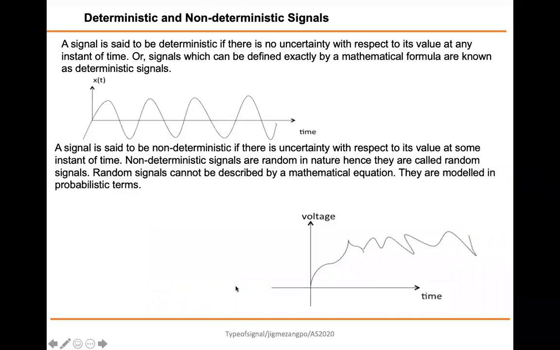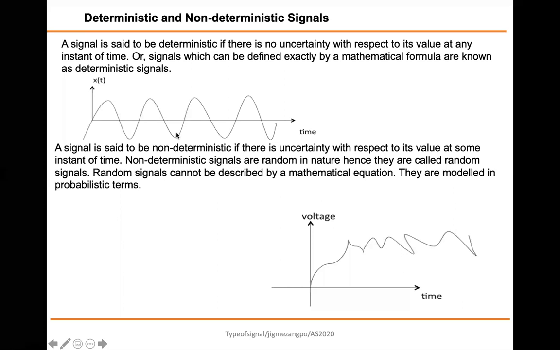Now, we have another type of signal, that is deterministic and non-deterministic signals. When we say deterministic signal, it is a signal for which we can draw the function, which we can write the function. A signal based on a function like x of t is equal to sin t or cos t is known as a deterministic signal. If you can't draw a conclusion about the signal, and if you can't write the equation, that signal is known as a non-deterministic signal.